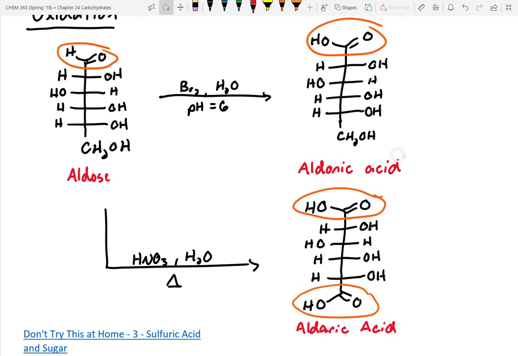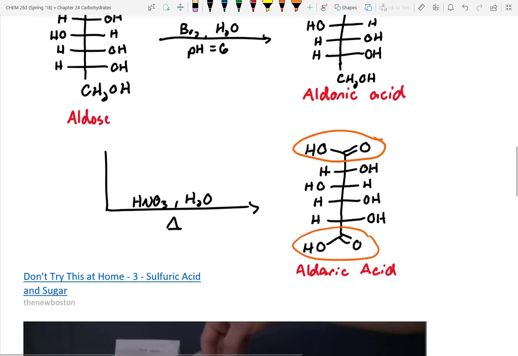Some students have asked me, well, what if you use a stronger oxidant? Can you oxidize all of the other alcohols present? The answer is a bit complicated. It's yes, but it's completely impractical, and I'll show you why. But I've got to get some sound on here. It's not something I could do in the room because we don't have a fume hood.